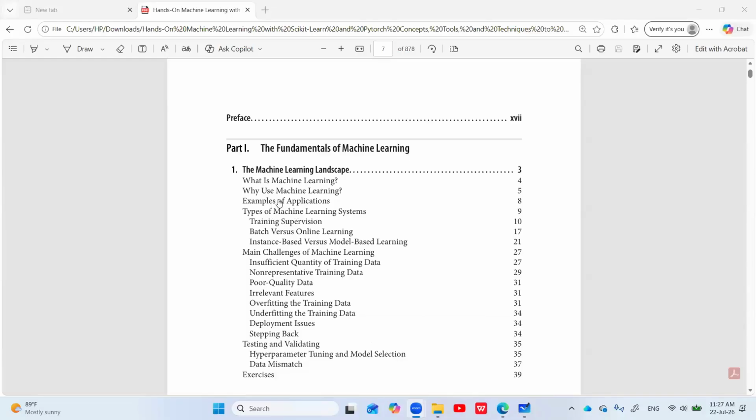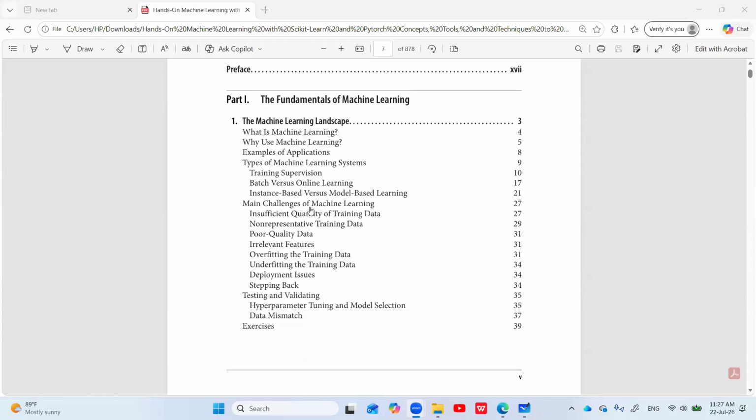There we will learn what is machine learning, why we use machine learning, examples of applications, and types of machine learning systems like supervised, semi-supervised, unsupervised, and other things. There are also other ways of categorizing machine learning methods, like batch versus online learning, instance-based versus model-based learning. All of those things we will be discussing.